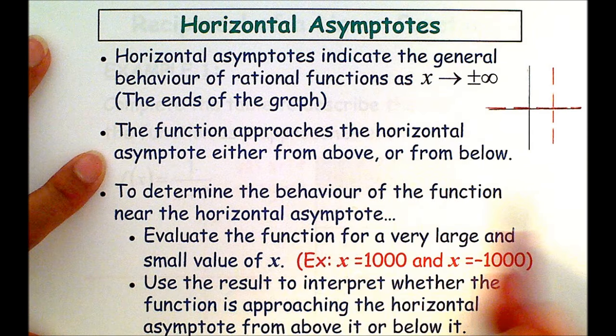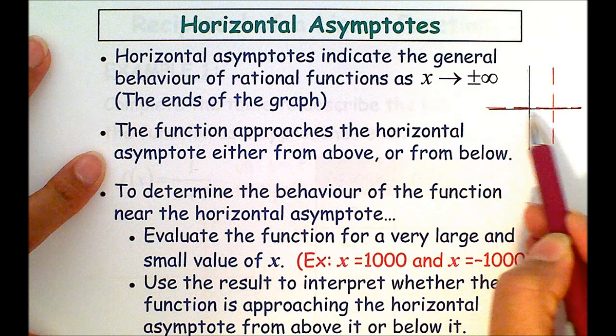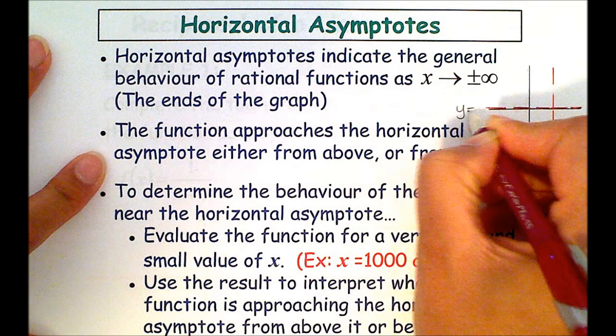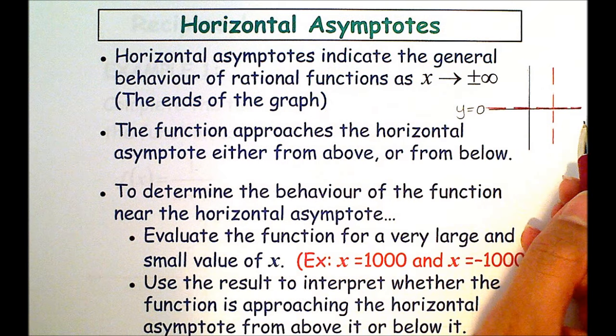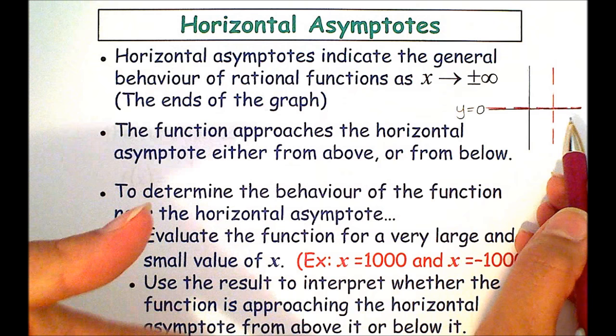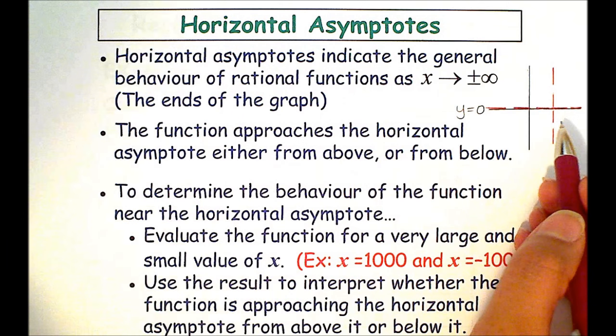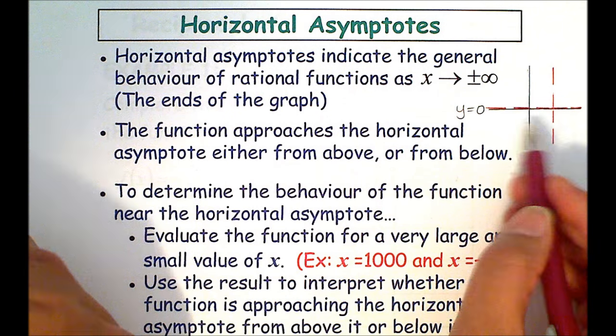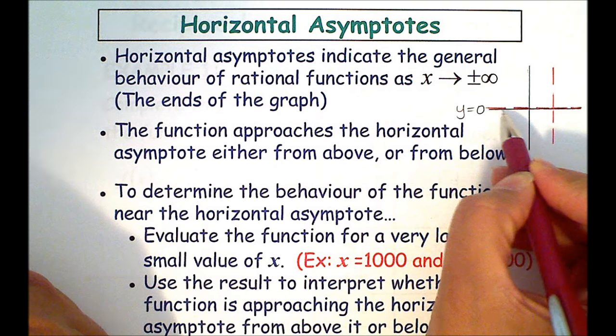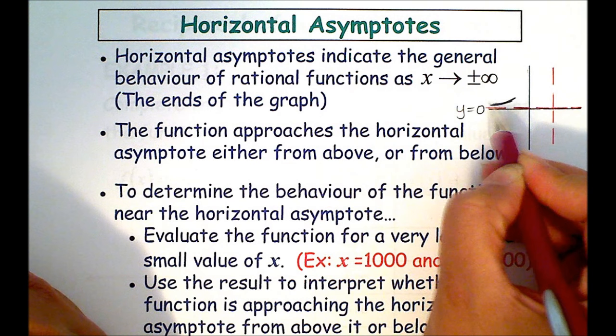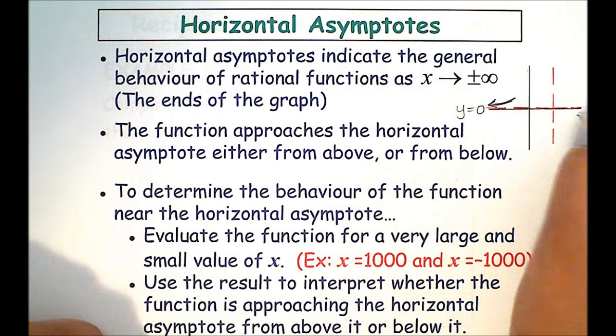So the function approaches a horizontal asymptote either from above or from below it. Okay, so here's our horizontal asymptote at y equal to 0. In this example, all I've drawn is a horizontal asymptote and a vertical asymptote. What I'm trying to see is whether the function would be approaching the horizontal asymptote from above it, which would mean the function is slightly higher than the horizontal asymptote, or whether it'll approach from below it, which means that the function would be slightly less than the value of the horizontal asymptote.